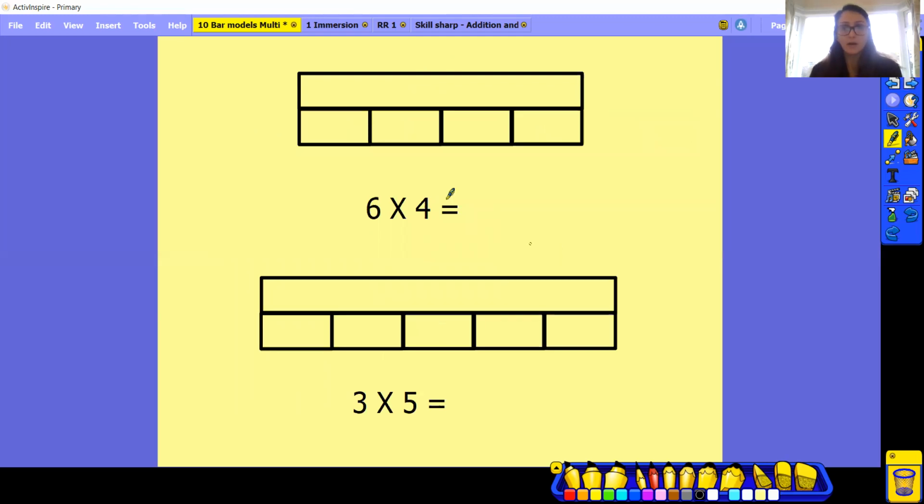If you would like to have a go at these ones, have a quick pause now and have a go. You can do it on a piece of paper at home, anything that you have. So have a quick pause if you want to and have a go.